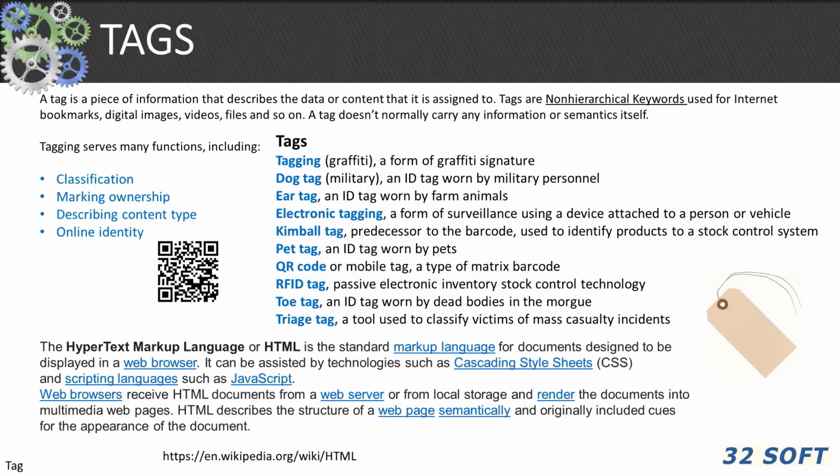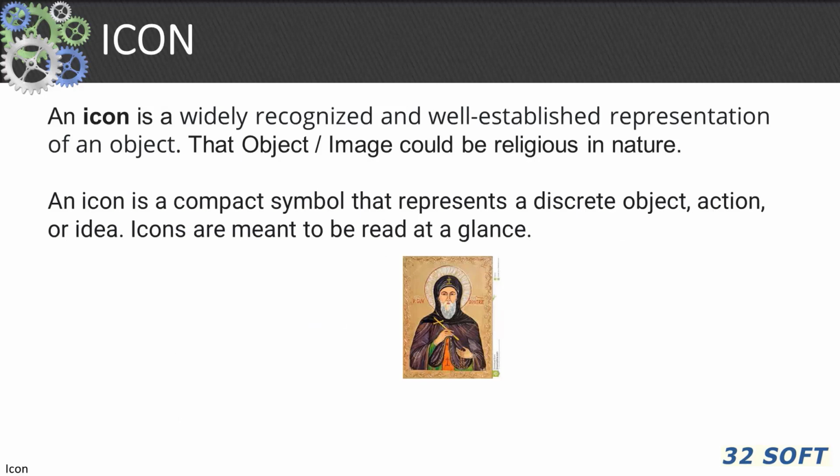Another handy tool for information control is a tag. A tag is a piece of information that describes the data or content that it is assigned to. Tags are non-hierarchical. Tags are used for internet bookmarks, digital images, videos, files, and so on. Tagging can serve many functions, including classification, marking of ownership, describing of contents, and online identity. There are many types of tagging, from dog tags to OCR tags to RFID tags, triage tags, and even graffiti.